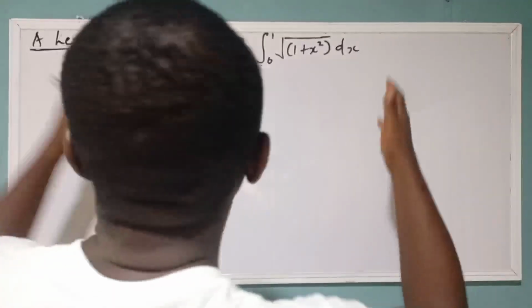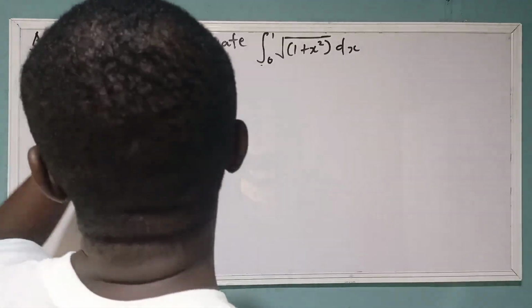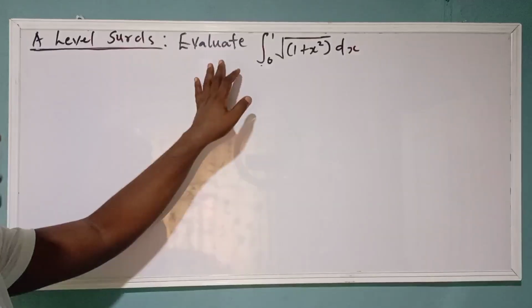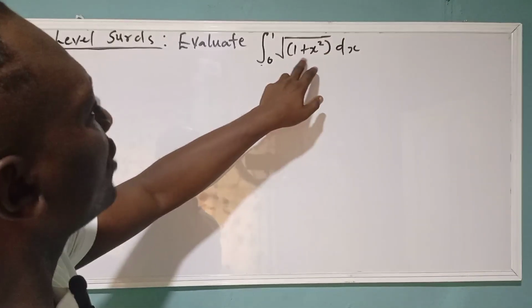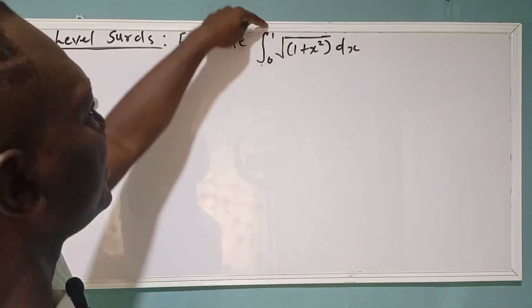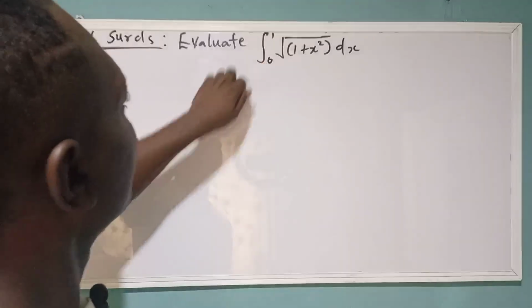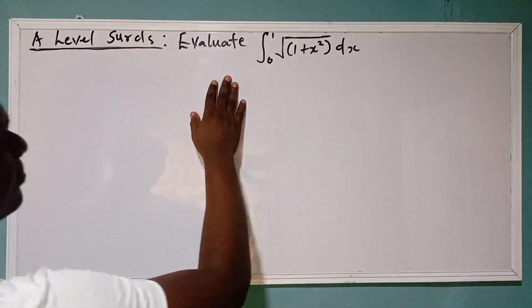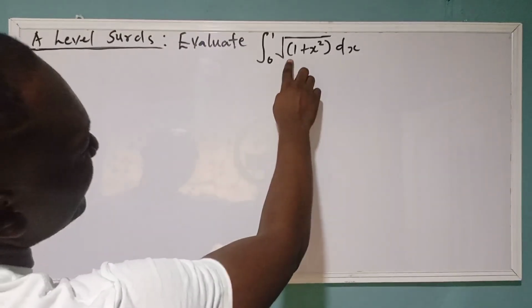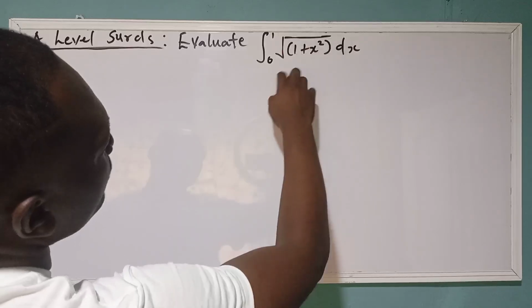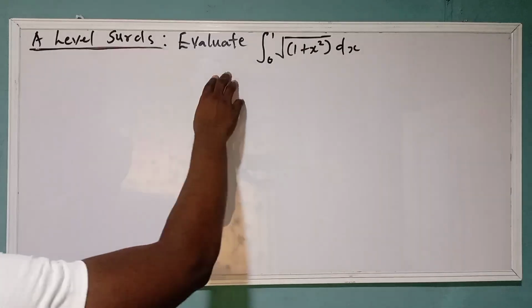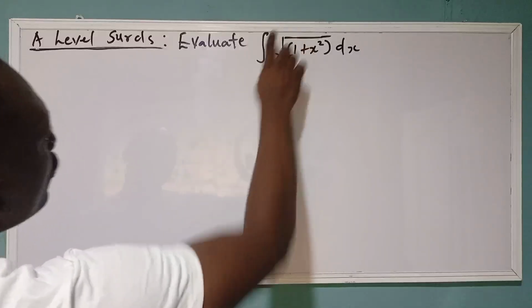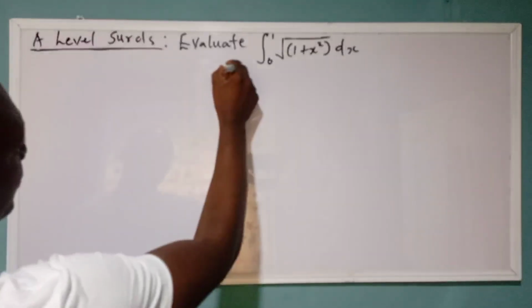Okay, let me show you how to solve this problem. This is A-level sorts. We have to evaluate the integral of square root of 1 plus x squared dx, where the limit is from 0 to 1, right? So this means that we are finding the area under the curve square root of 1 plus x squared, where x is 0 to 1. Okay, so solution.